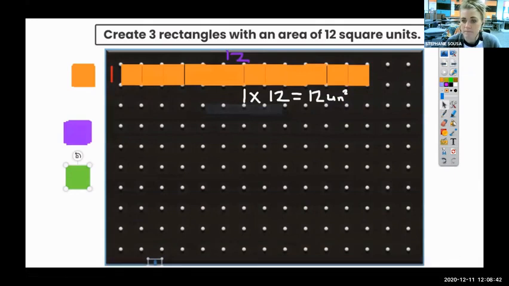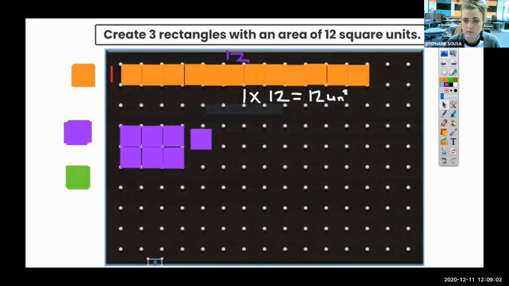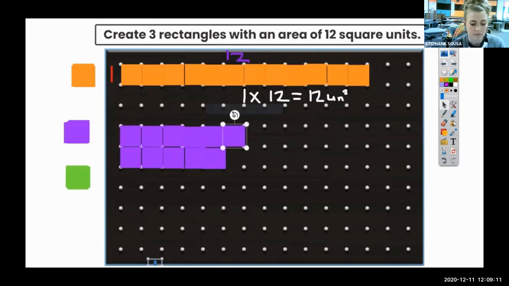Now I'm going to think about what I can multiply by to get to 12. 12 is an even number, so I bet I could multiply by 2. So I'm going to set up a rectangle with 2 rows. 2, 3, 4, and I'm going to keep going until I get to 12. 5, 6, 7, 8, 9, 10, 11, 12. And look at that.